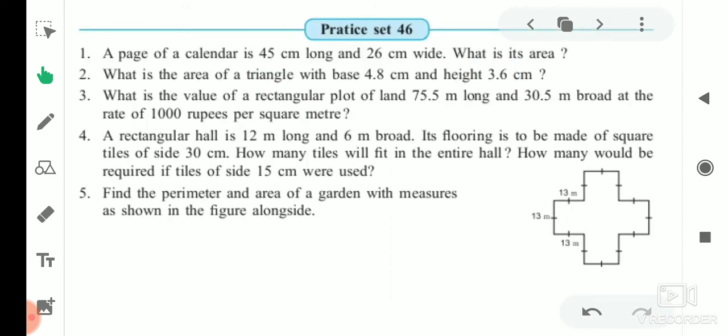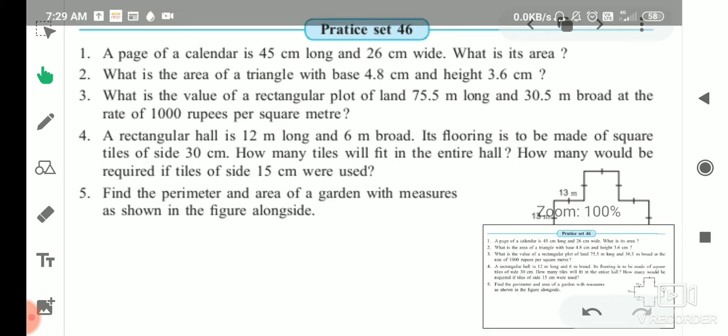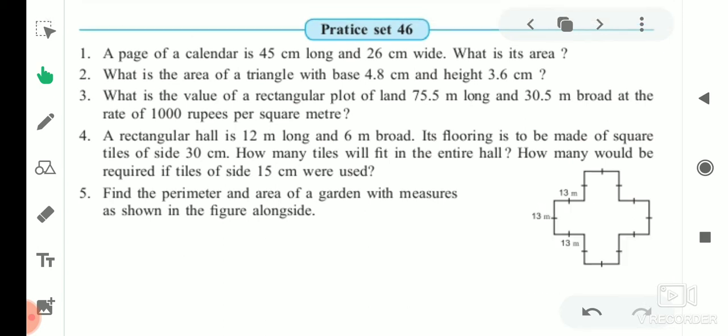Okay. The exercise practice 46 is homework for you. I will explain it. Let me explain it and try it on your own. A page of calendar is 45 centimeter long and 26 centimeter wide. What is its area? ये क्वेश्चन आपको करना है, मैं सिर्फ एक्सप्लेन कर रही हूँ यहाँ पे.